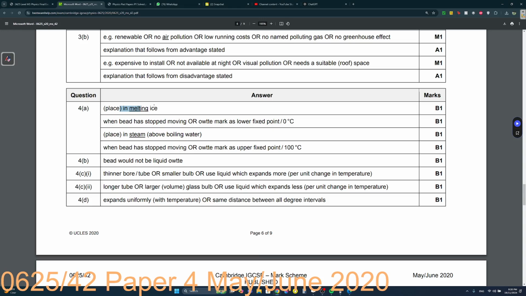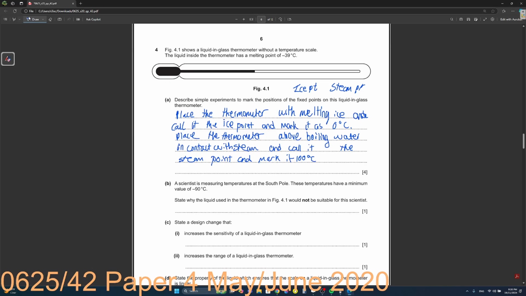So place in melting ice, and when we stop, mark as 0 degrees Celsius. Place in steam, right? We have to say in steam. You see, melting is underlined because you need to say melting. Place in steam also has to be mentioned. Then mark as 100 degrees Celsius. Okay, very easy.